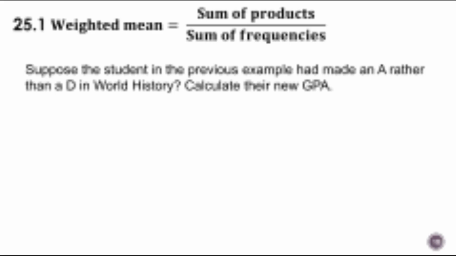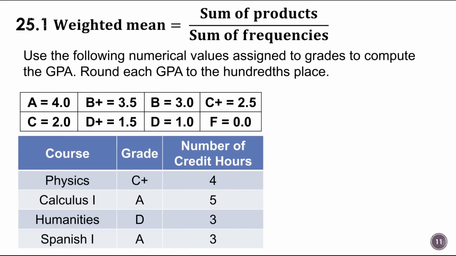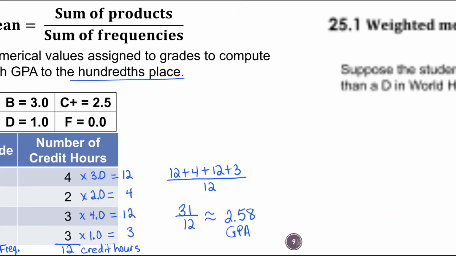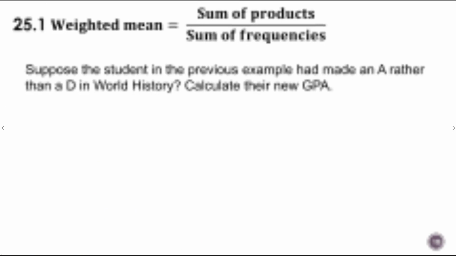Okay, so if we go back to our totals on the other slide, then we can see in world history, instead of a 3, we're going to keep the 12, the 4, and the 12, and then we're going to change the 3. It was a 3 credit hour, so we're going to have 12.